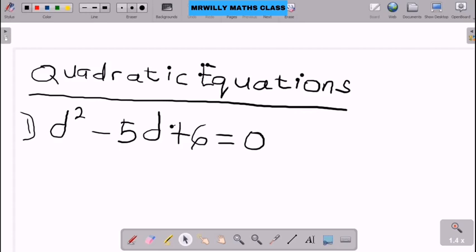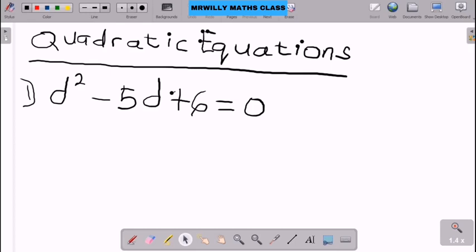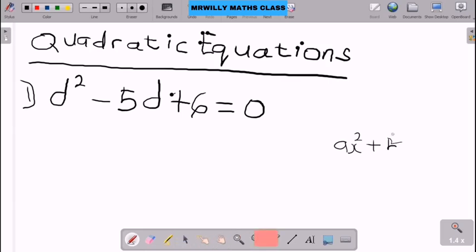And the standard form of your quadratic equation is always written as ax squared plus bx plus c equals 0.